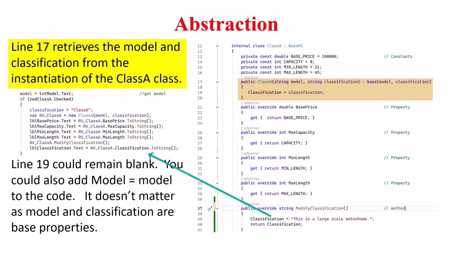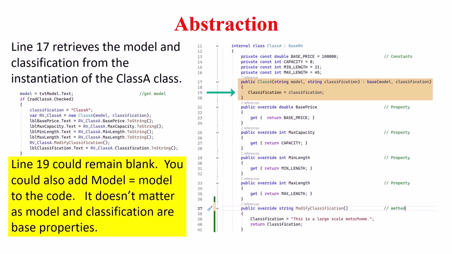Then we're taking RV Class A modify classification. We're actually using that method to change the classification to some verbiage that we're going to print on our label. And LBL classification text is RV Class A classification to strings. We're taking our classification, which has been changed now, and putting it out onto the form itself. Line 19, by the way, as you can see there, classification equals classification.